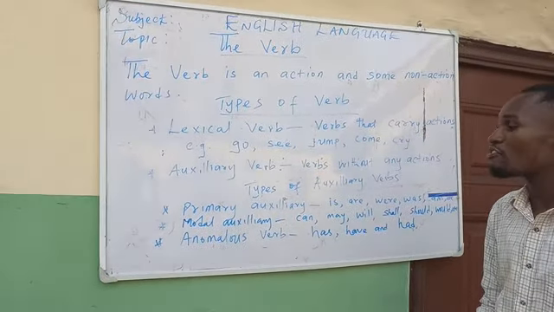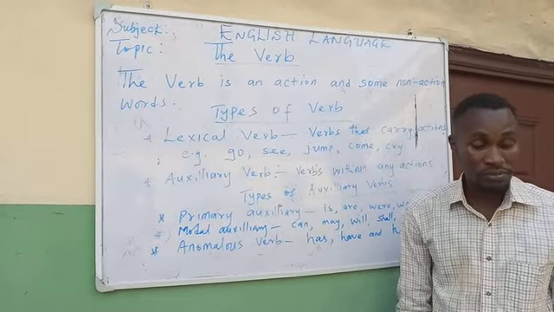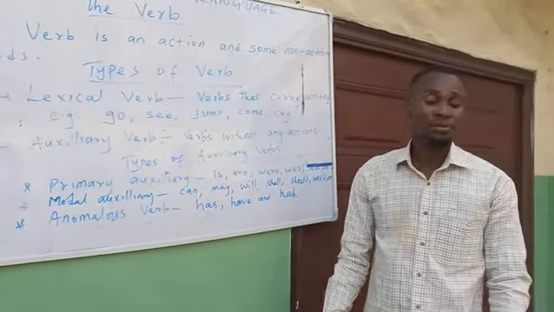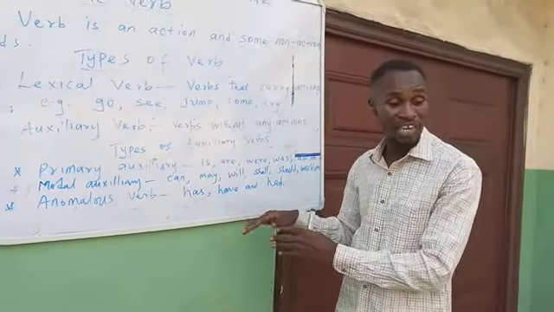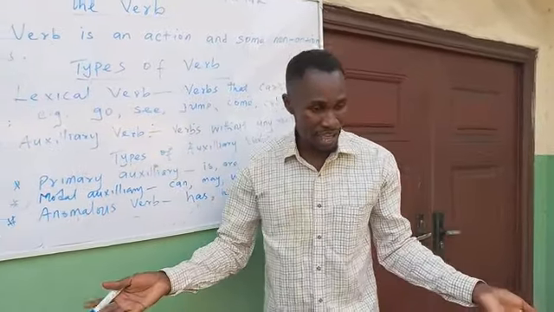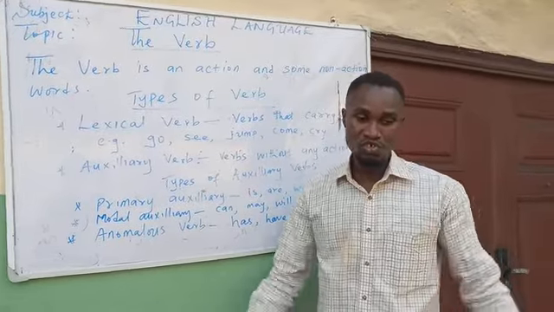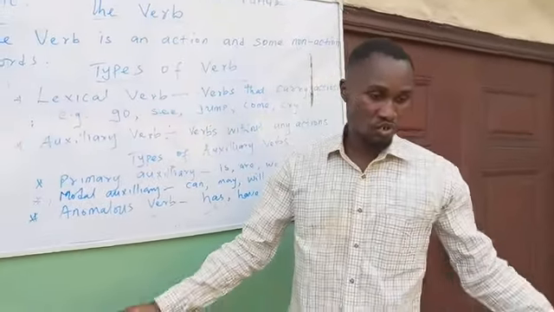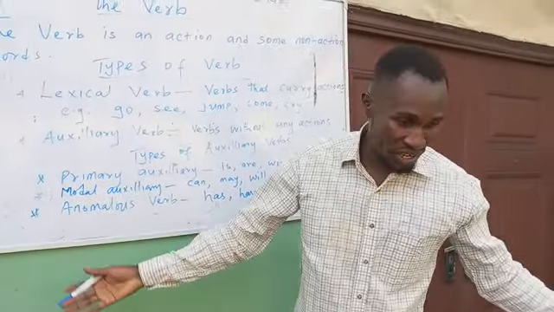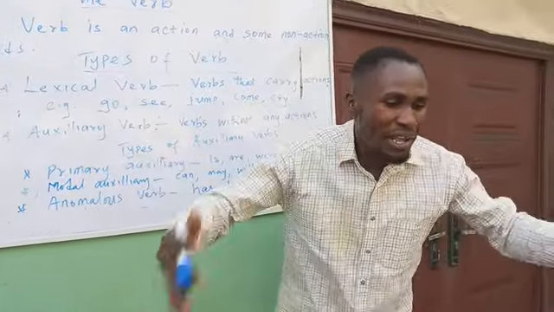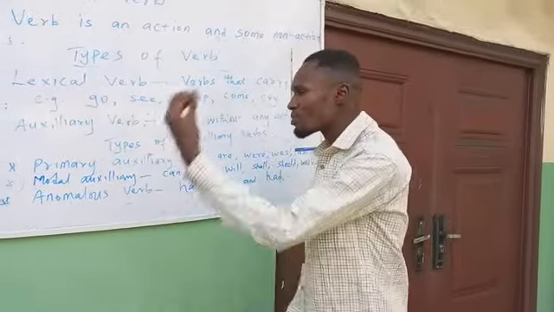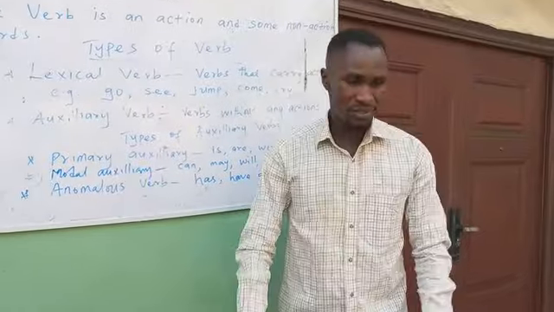Then the last kind of verb is called anomalous verbs. Anomalous verbs are just three in number. They are has, have, and what? Had. Has. Any action? If I say has, do you do anything? Have. Do you do anything? Had. Did you do anything? You see, they don't carry any actions. So they are called auxiliary verbs. Are you getting me now?